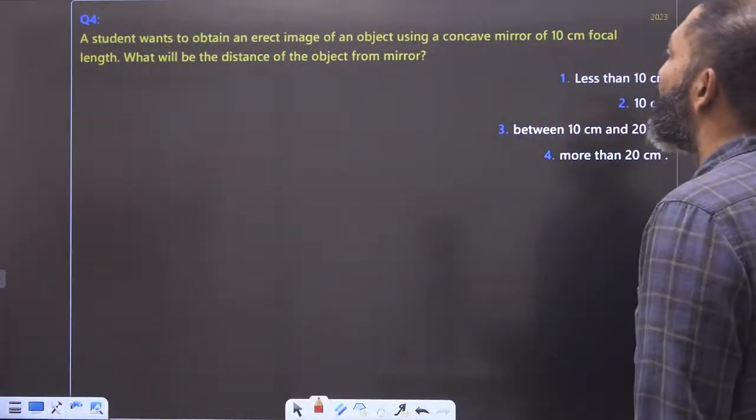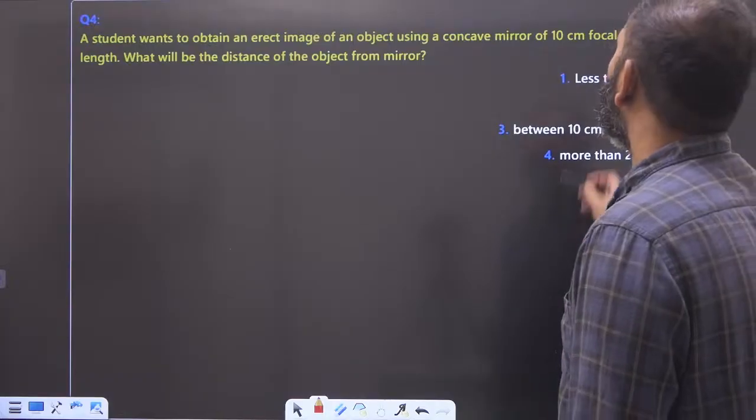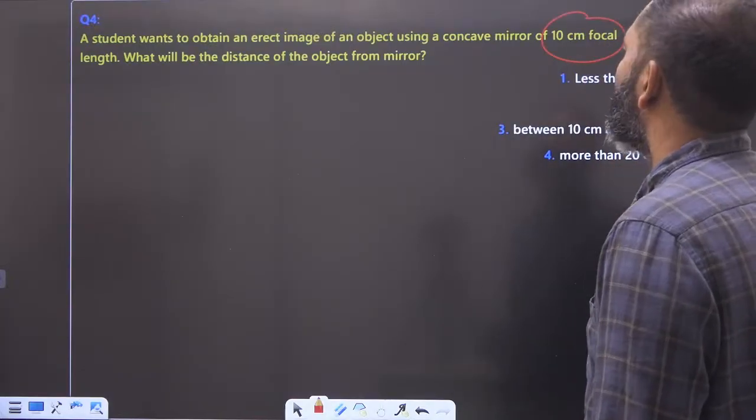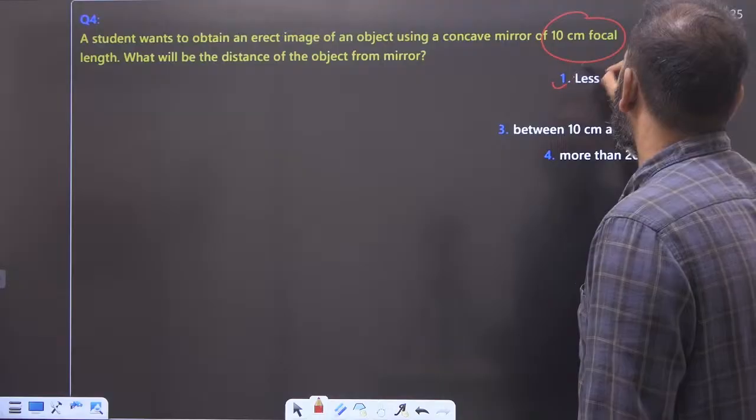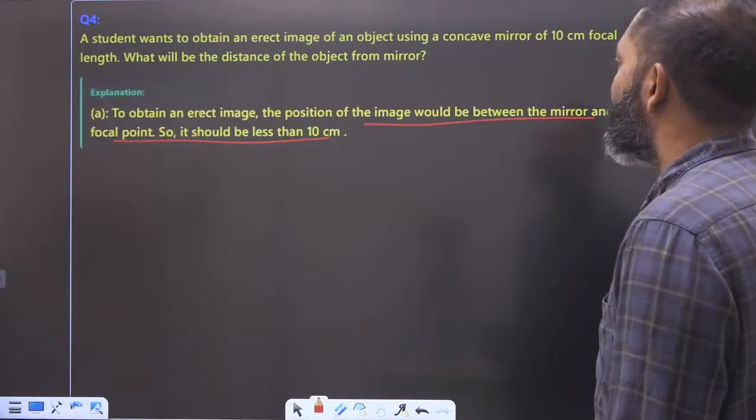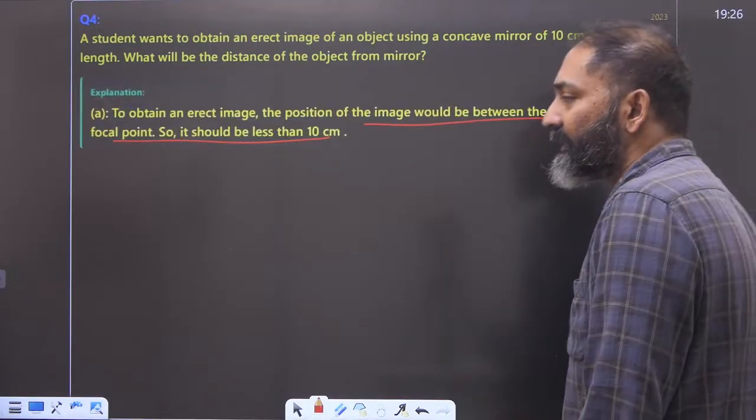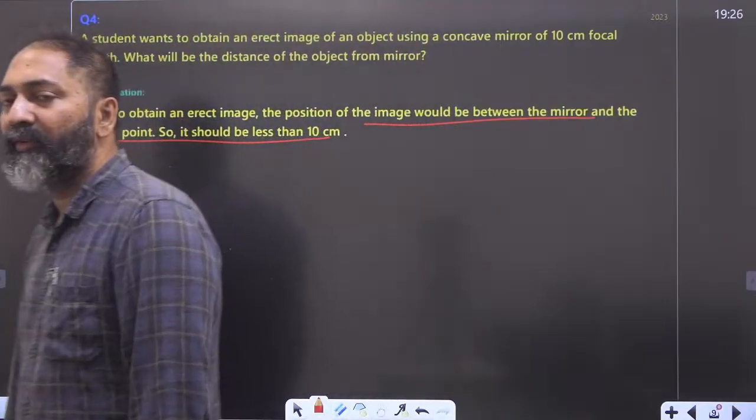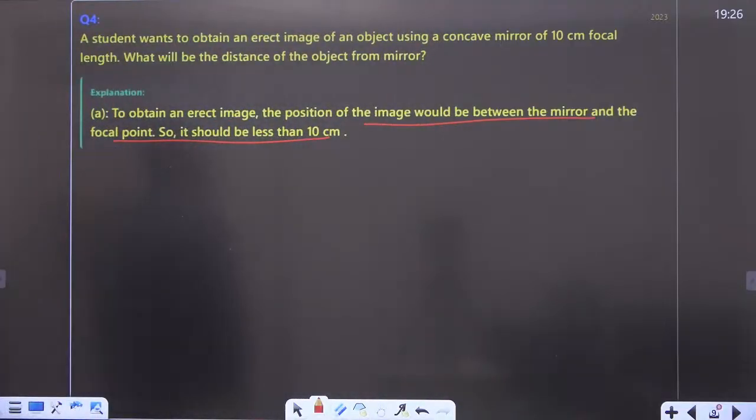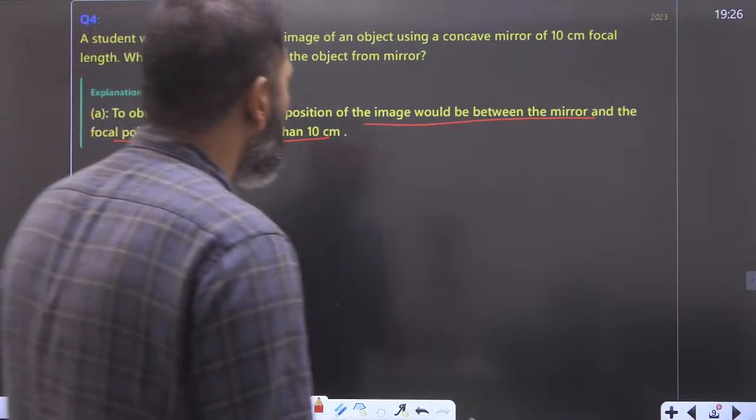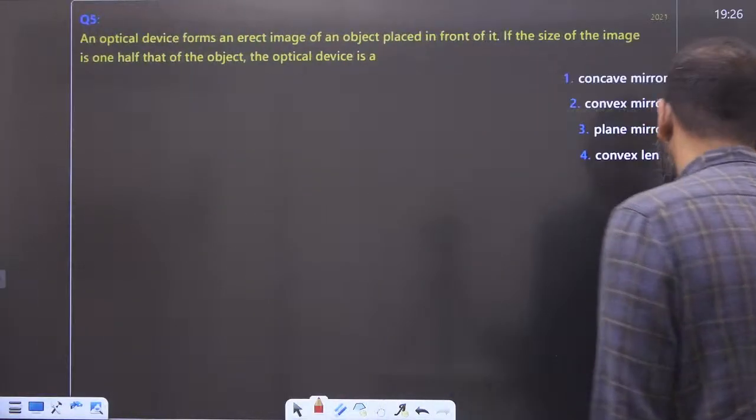So here the focal length is 10 centimeter. So the object distance should be less than 10 centimeter, isn't it? Because it forms an erect image when the object is placed between the pole and the principal focus. So the object distance should be less than 10 centimeter.